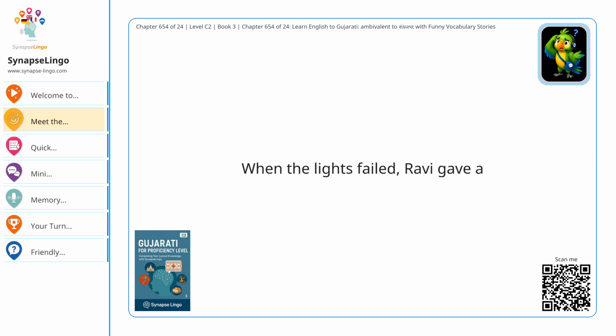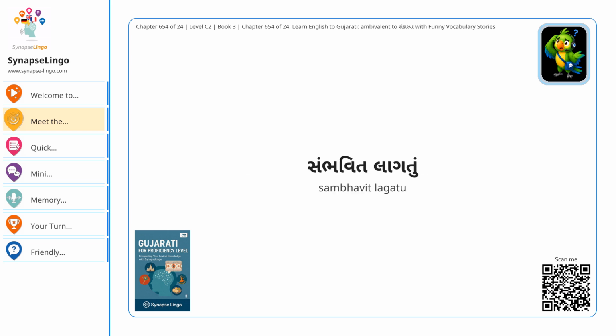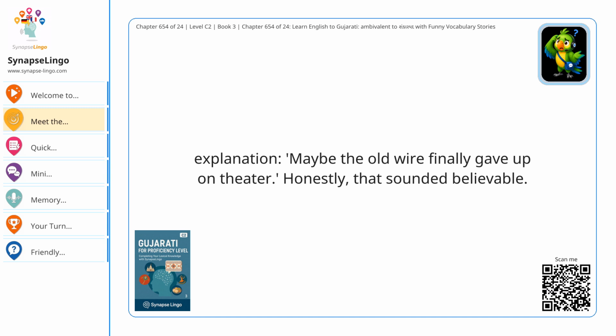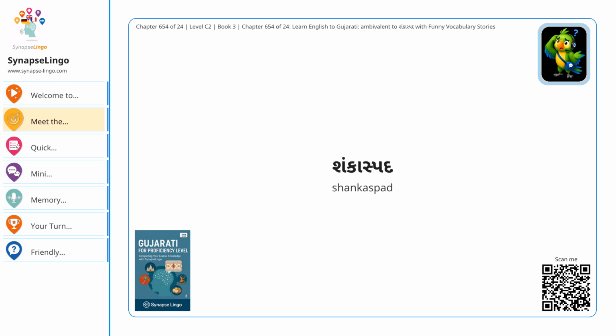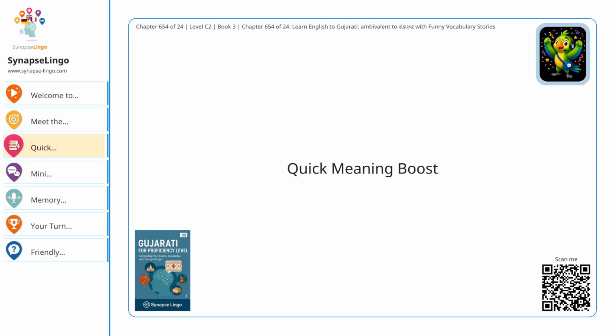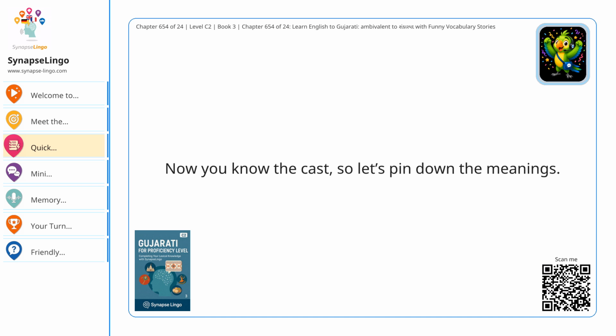When the lights failed, Ravi gave a संभवित लागतु explanation. Maybe the old wire finally gave up on theater. Honestly, that sounded believable. But when he added, also, possibly a ghost with stage fright, the excuse became शंकास्पद. Charming, yes. Trustworthy, no. Quick meaning boost. Now you know the cast, so let's pin down the meanings.